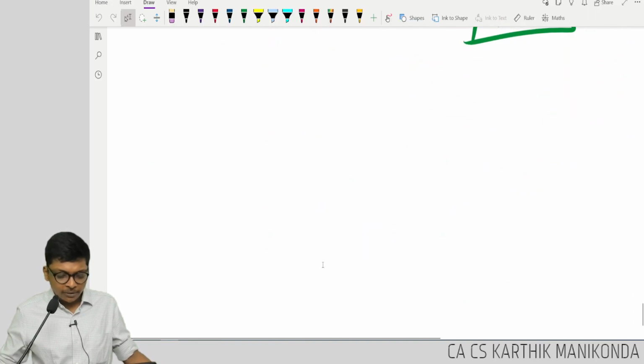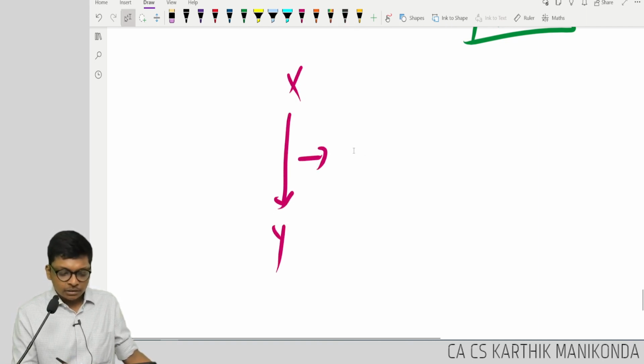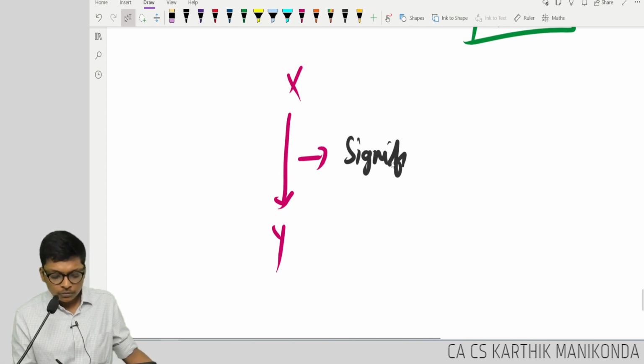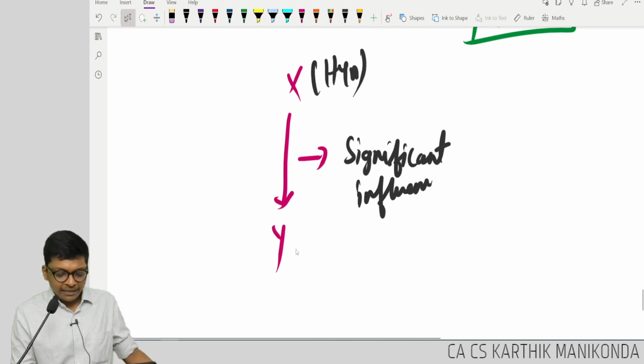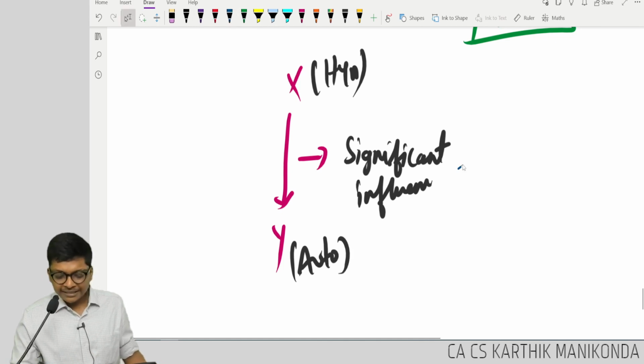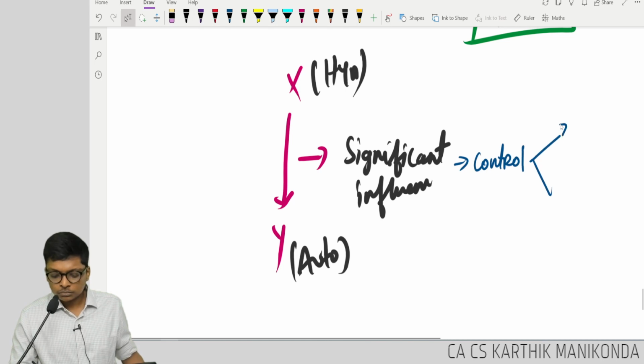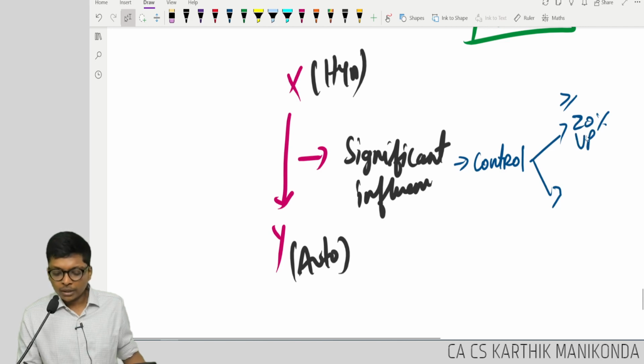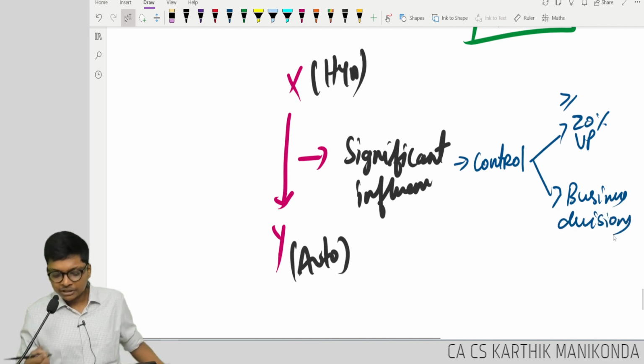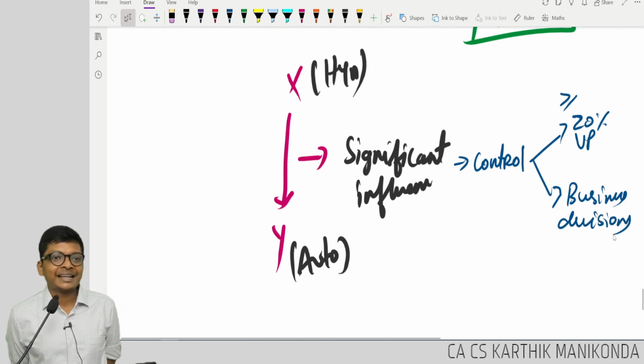So, for exam, what should I remember? X and Y. X can be in our case Hyundai, Y can be Auto. What is significant influence? Significant influence is basically control of at least 20% of voting power or control of business decisions. That's it. This only is key for the exam.